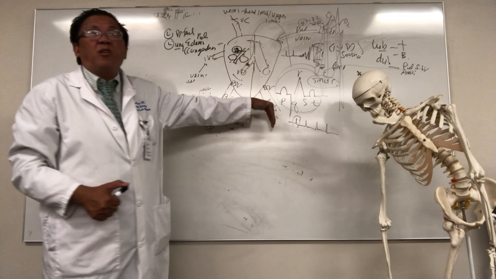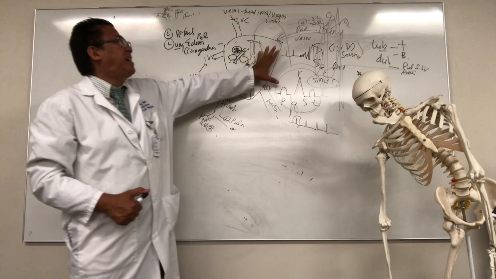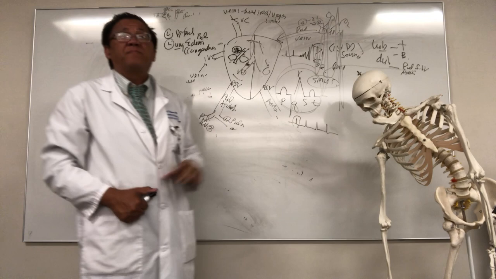In backward failure, what happens? When the left side is failing, the blood will what? Will it be able to go forward to the aorta, or will it backflow to the lung? Okay, so the chief complaint would be what? Dyspnea. What is dyspnea?